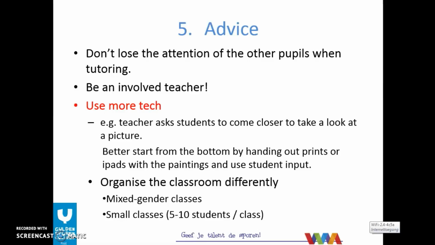We could also organize the classroom differently. We should think of having mixed gender classes for sure. We should try to have small classes. 5 to 10 students is, let's say, the best, but it's something we should strive for. And we could also think of a different setup of the classrooms.